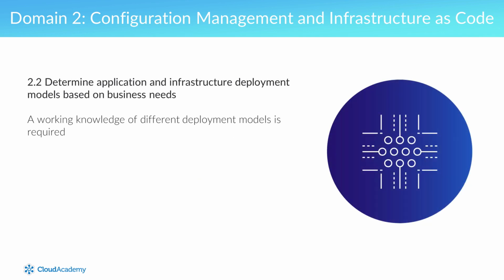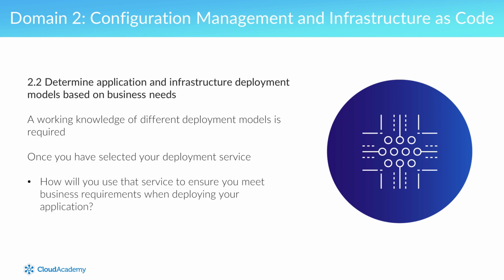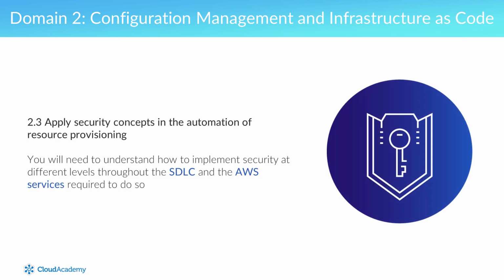Determine application and infrastructure deployment models based on business needs. Again, a working knowledge of different deployment models is required. Once you have selected your deployment service, how will you use that service to ensure you meet business requirements when deploying your application? Apply security concepts in the automation of resource provisioning.